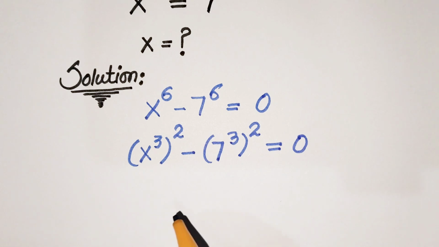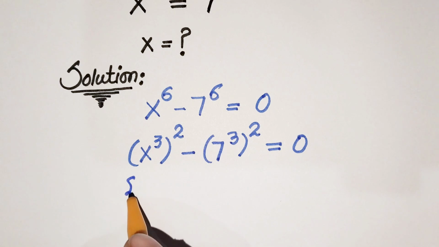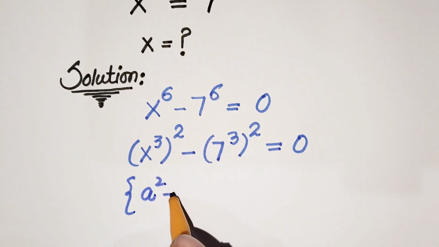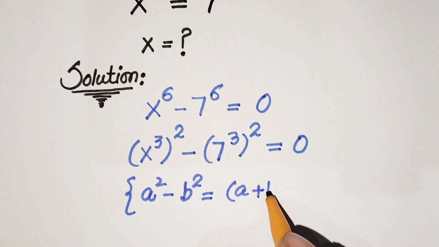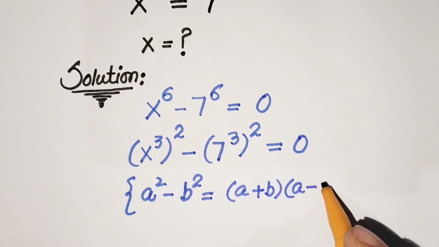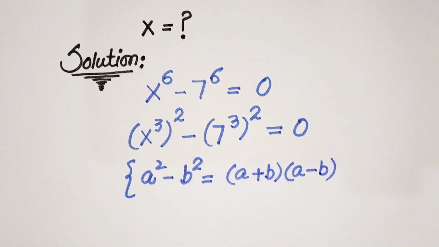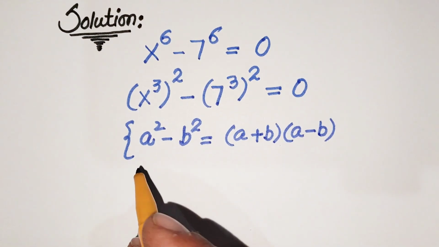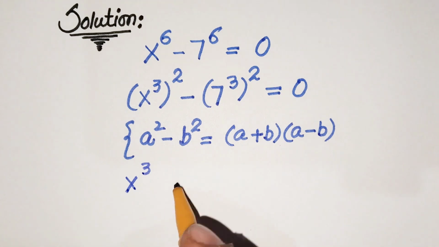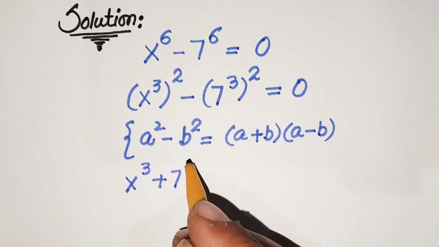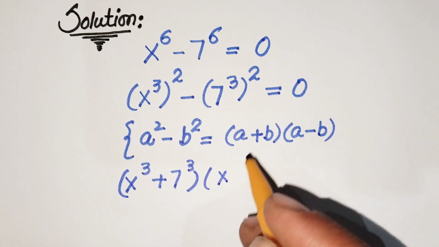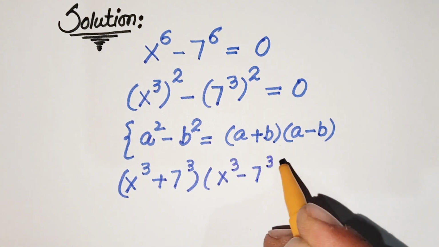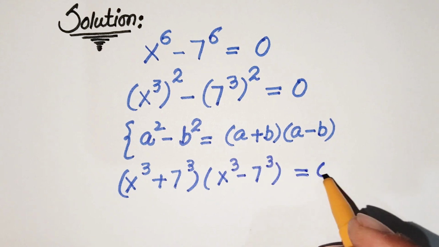So now we see that we can use an algebraic formula: as we know, a square minus b square is equal to a plus b times a minus b. Using this formula, we get x cube plus 7 cube times x cube minus 7 cube, which is equal to 0.